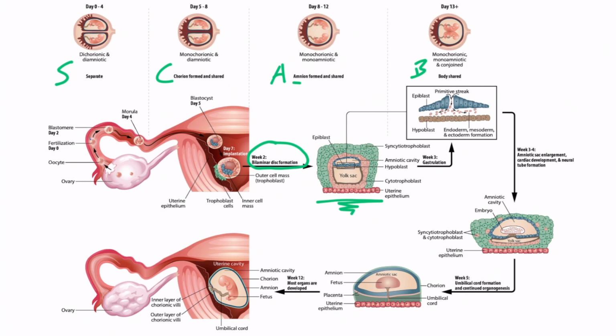When the bilaminar disc forms, the amnion will form. In fact, you can see this amniotic cavity right here. So if the embryo splits here, each embryo will need to share that same amniotic cavity. So they will be monoamniotic, in addition to being monochorionic, because the trophoblast and the chorion, the placenta, have already formed. So these twins will also need to share that placenta.